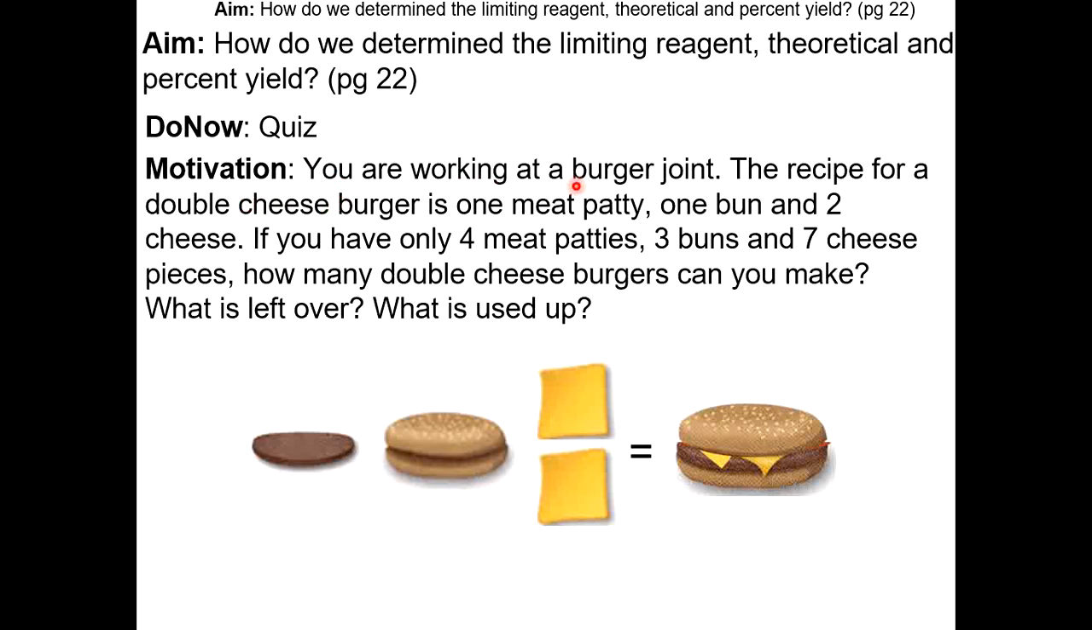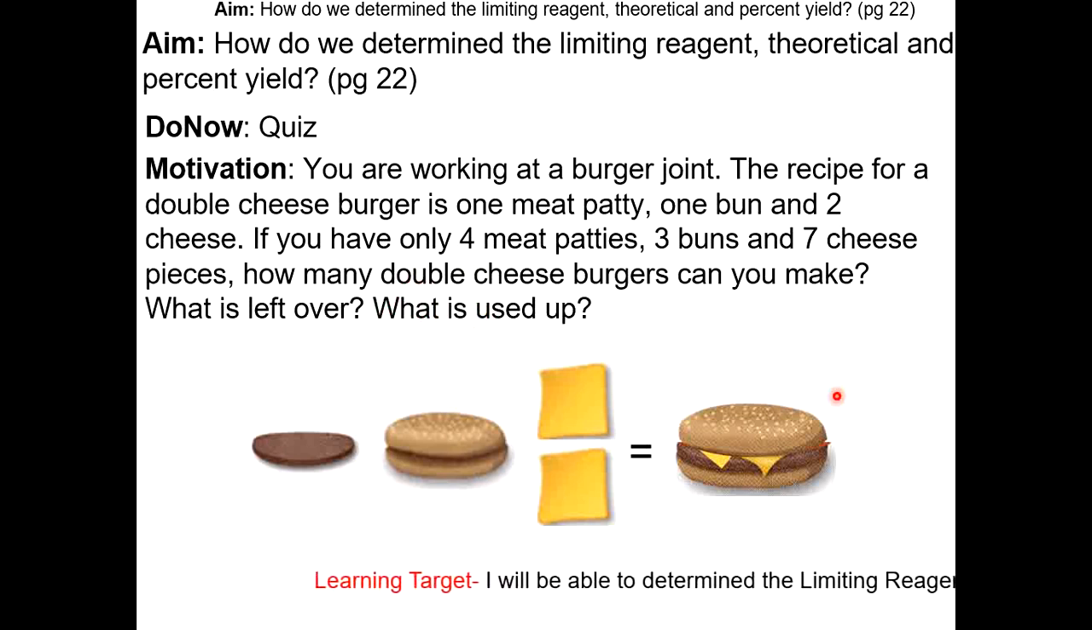Motivation: you are working at a burger joint. The recipe for a double cheeseburger is 1 meat patty, 1 bun, and 2 cheese. If you only have 4 meat patties, 4 buns, and 7 cheese pieces, how many double cheeseburgers can you make? What is left over and what is used up?